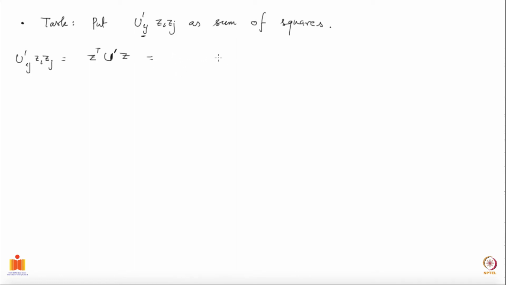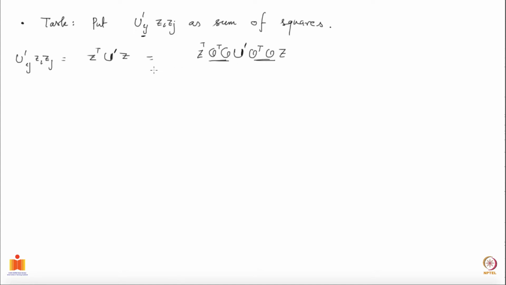So let me write this as u prime, O transpose O, transpose. So basically I've done nothing because O transpose O is unity. This is also unity, so I've done nothing. And you have Z transpose, so I've written the original thing again. So this is identically equal to this. I've done nothing.